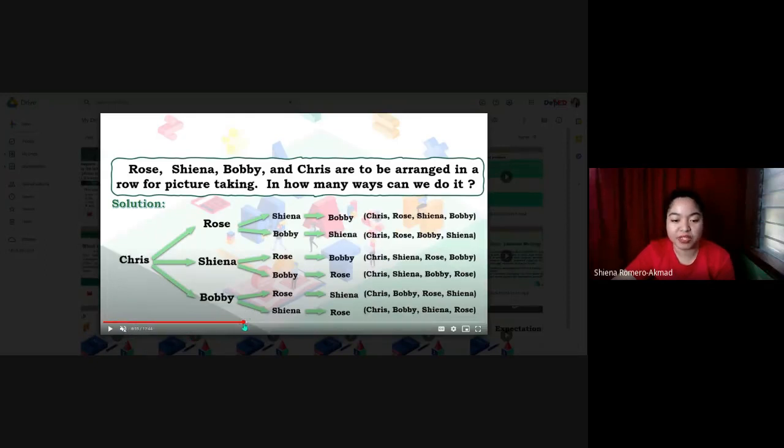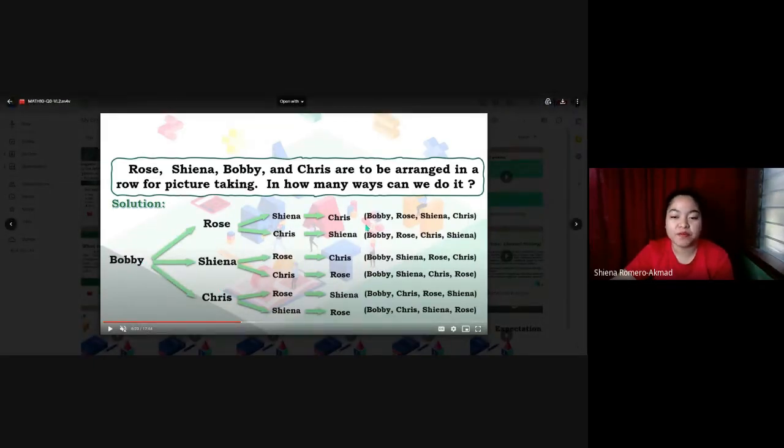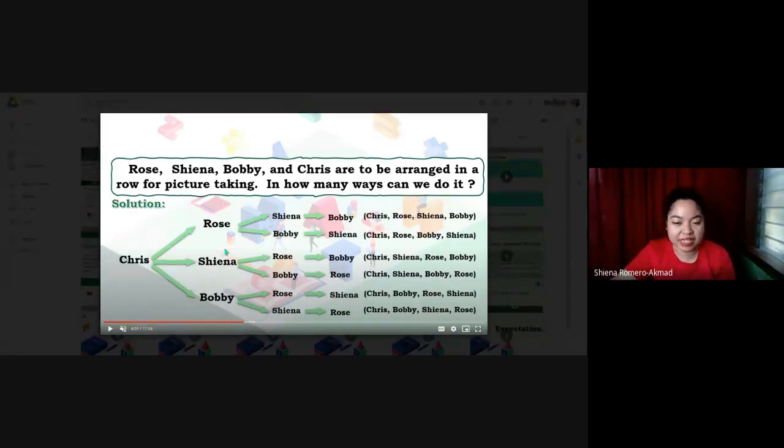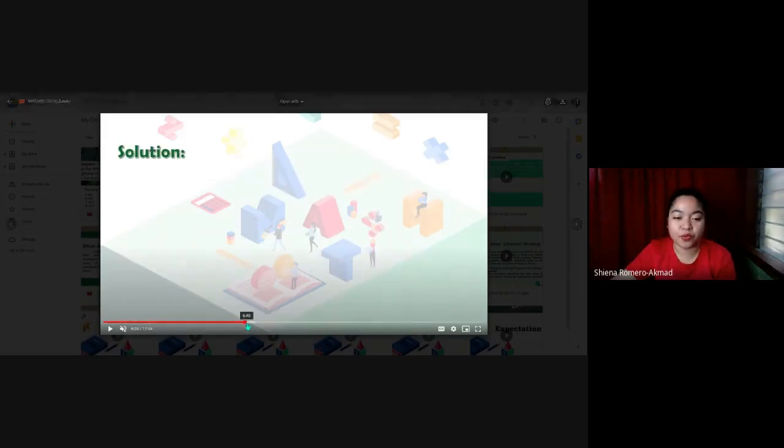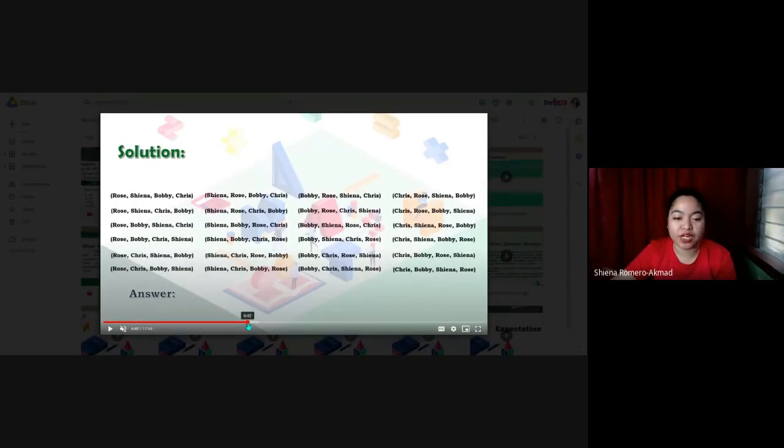Okay? Na arrangements. How about if Bobby is in the first position? So kapag first position ay si Bobby, and we do the same process, we'll have 6 arrangements also. So that's 18 already. And pag si Chris naman yung nasa first position, and we do the same process, we'll have another 6. So all in all, we have 24 arrangements.